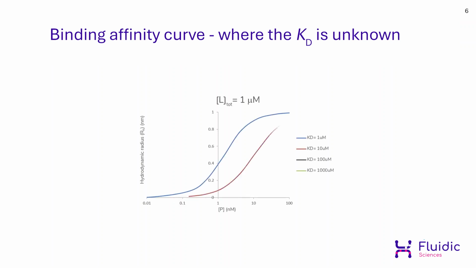In the following set of binding curves, the KD for each curve is higher than the total ligand concentration, which is listed at the top of the graph. As you can see, the binding curves here, while not necessarily reaching plateau, are clearly distinguishable from one another. In other words, the KD value for the binding curve where the KD is 10 micromolar is clearly different to the binding curve where the KD is 1 micromolar.